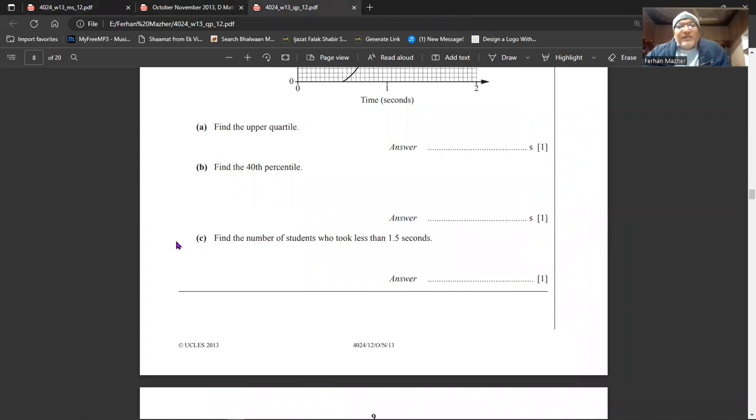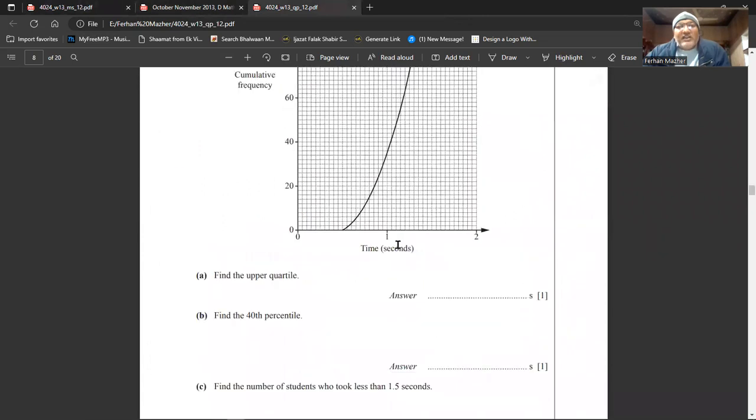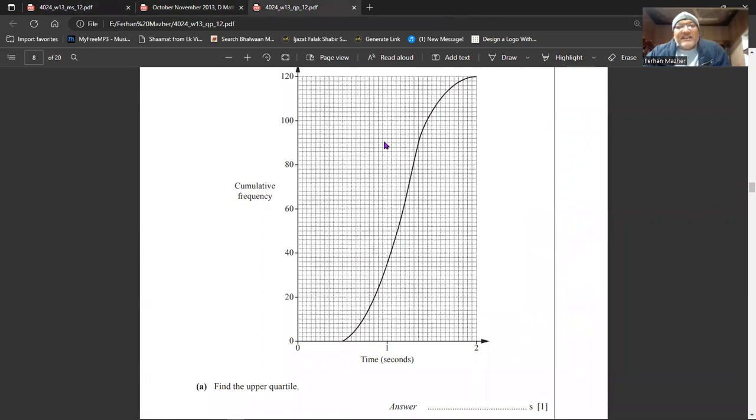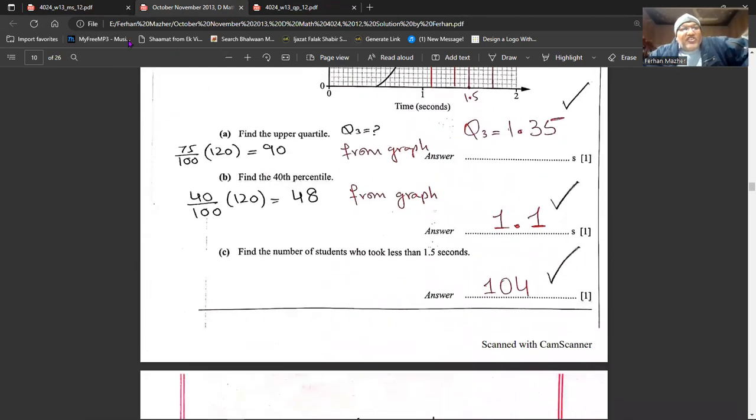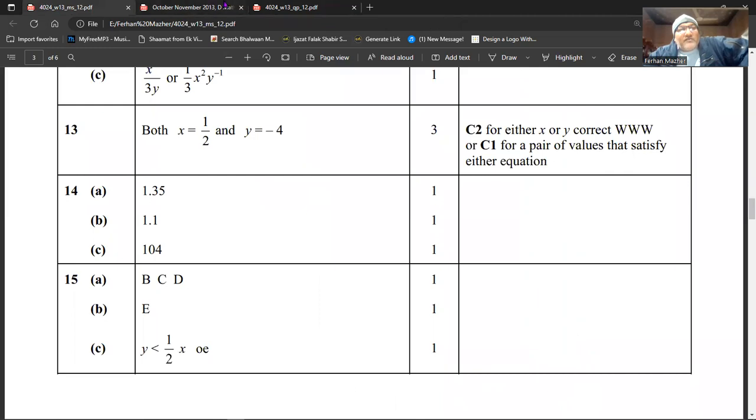Okay. And the C part is find the number of the students who took less than 1.5 seconds. Okay, so 1.5 second is here. From here, I will go to the graph, and when I intersect the graph, I will check what is the number of students here. Let me show you. Here you see 1.5 is here. So from here, I will draw a line until I cut the graph. From there, I will check what is the value of the y here. So that is the cumulative frequency of the people who took less than 1.5 second, and they are 104. Hopefully you understand how I am doing this.